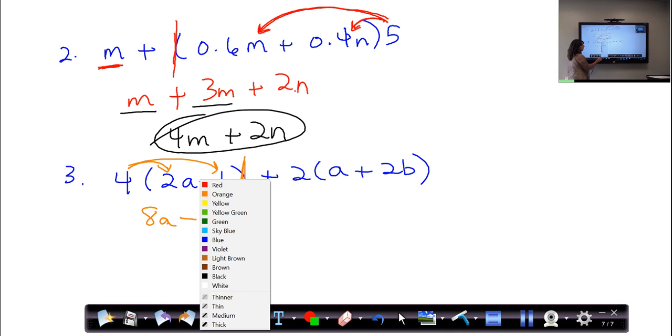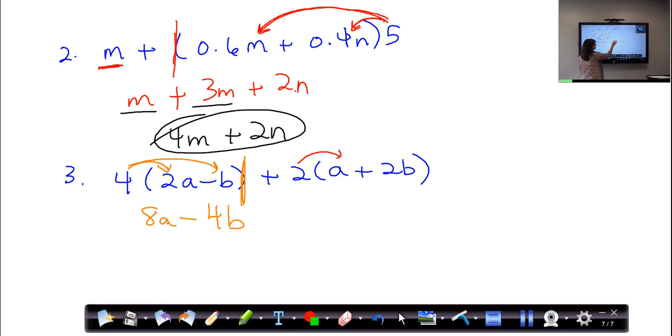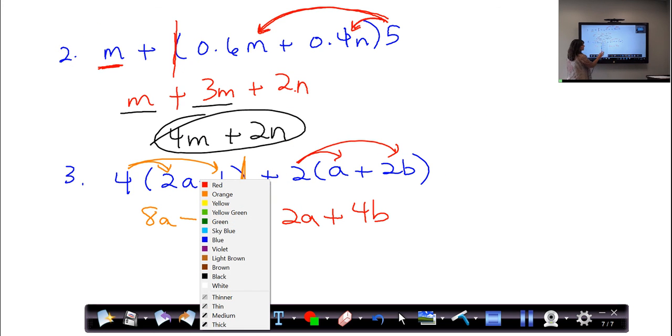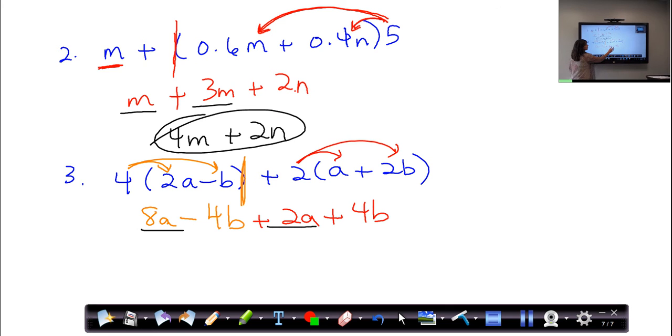Now I'm going to pick up my 2, and distribute it through the parentheses and through the ending parentheses. So now I have 2 sets of a, and I've got 2 b's, but 2 sets of those. That gives me 4 b's. So I removed all those parentheses. Now I just have to go through and combine my like terms. 8 a's and 2 more a's will be a total of 10 a's.